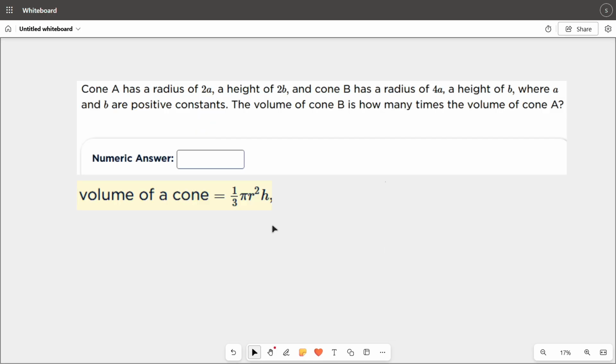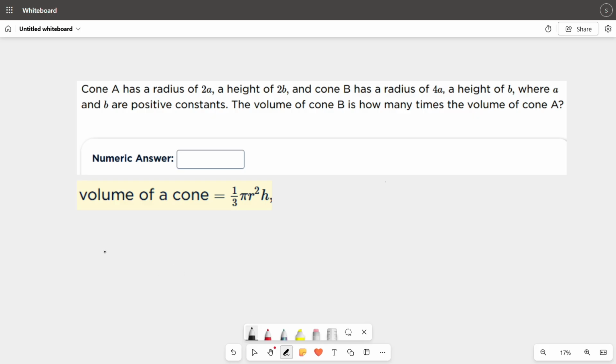Cone A has a radius of 2a, a height of 2b, and cone B has a radius of 4a, a height of b, where a and b are positive constants. The volume of cone B is how many times the volume of cone A? Okay, so first let's find the volumes. Here's a reference in case you need it.